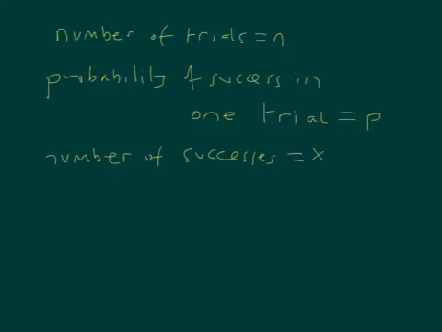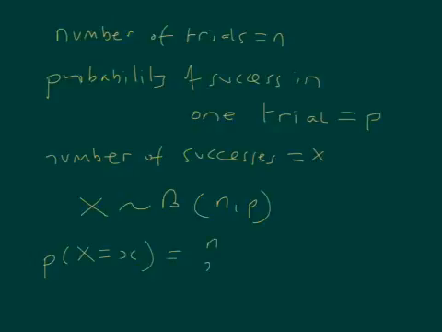So let's try and sum this up. If we've got n trials and the probability of success in one trial is p, and x is the number of successes, then we can say that x follows the binomial distribution with parameters n and p. And the probability that x equals small x is nCx p to the power x times 1 minus p to the n minus x.